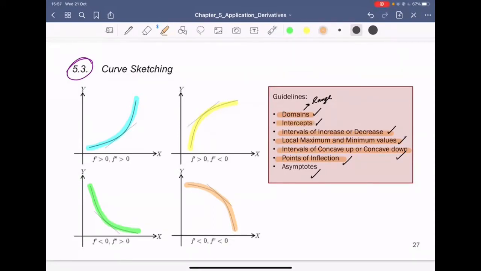If you want to find the x-intercept and y-intercept of the graph, you just need to let one variable be 0. If you let x be 0, then you get the y-intercept. If you let y be 0, then you get the x-intercept. But asymptote is maybe new for you.